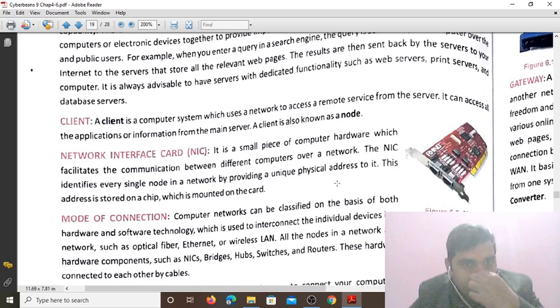Now this network interface card contains a physical address that is called the MAC address, media access control, of 48 bits. This address is stored on a chip which is mounted on the card, that is called the NIC card.